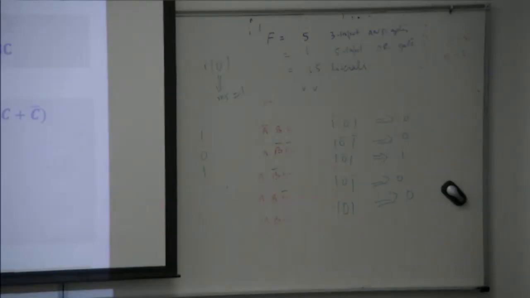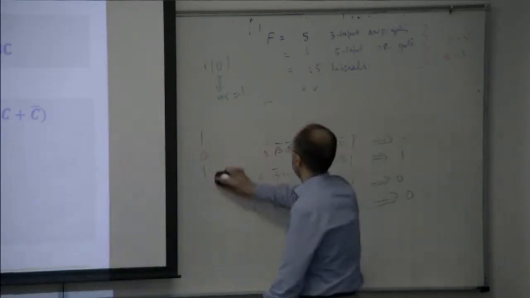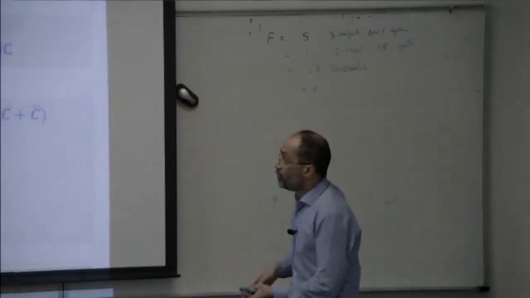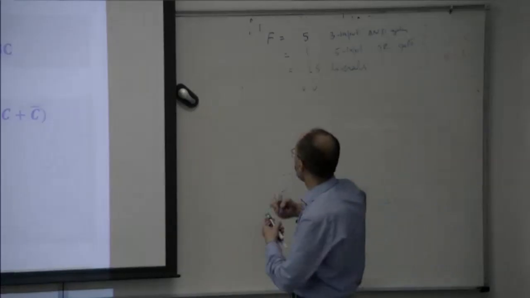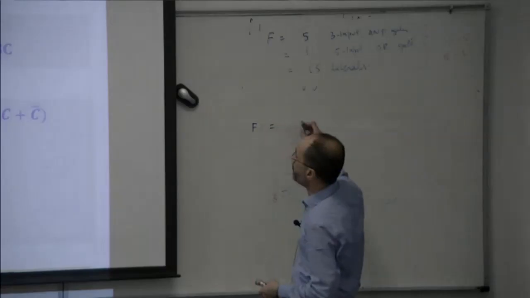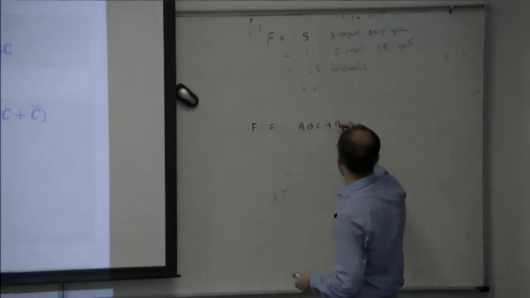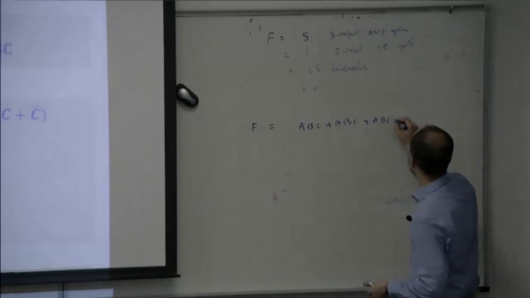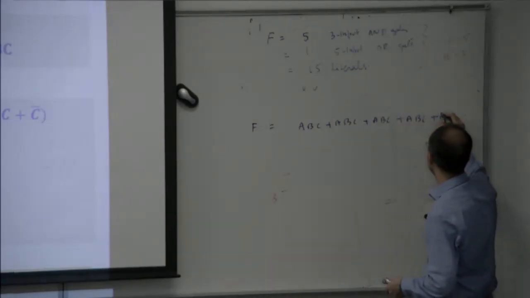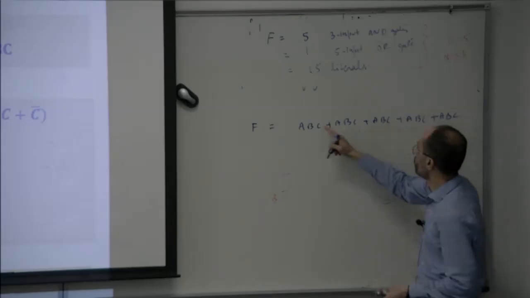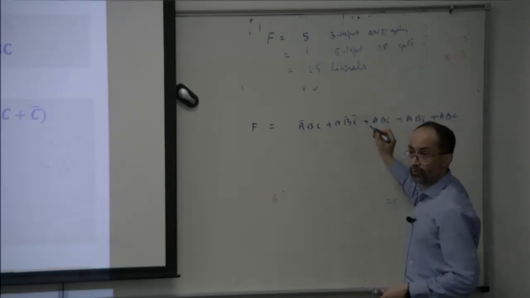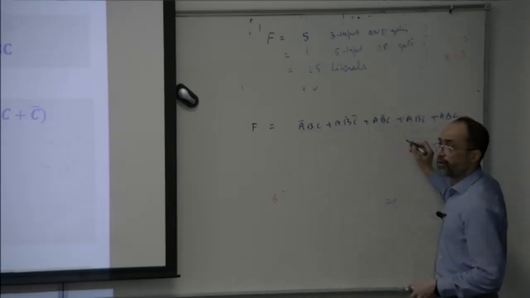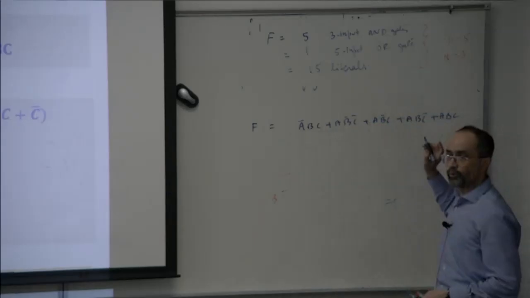Okay, now look at here. Now look at this. What is the expression? Please write me the expression and then we can solve it. F is equal to what? A'BC plus AB'C' plus AB'C plus ABC' plus ABC. How many terms? 1, 2, 3, 4, 5. So 011, 100, 101, 110, and 111.